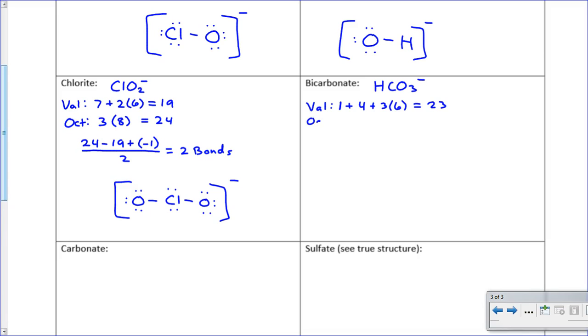For our octets, we have 2 for the hydrogen plus there are 4 non-hydrogens there. There's a carbon and 3 oxygens, so 4 times 8. All right, and you find there that they would want 34. Then you do octets minus the valence plus the charge over 2. And on this one you get that there are 5 bonds needed.